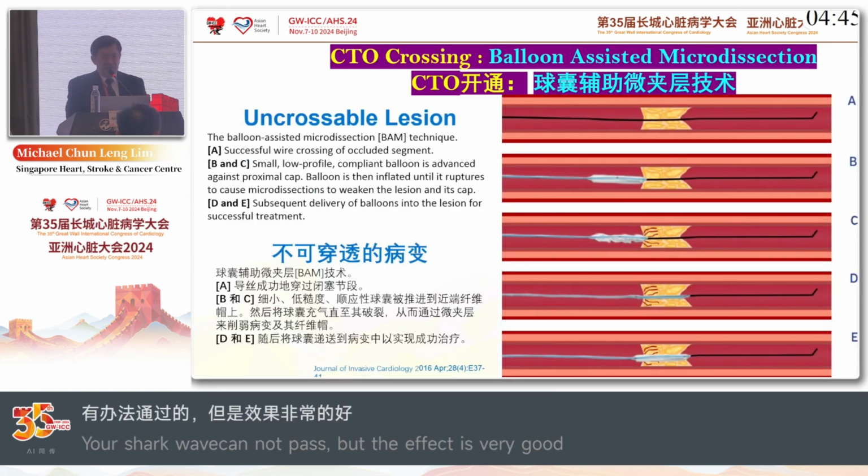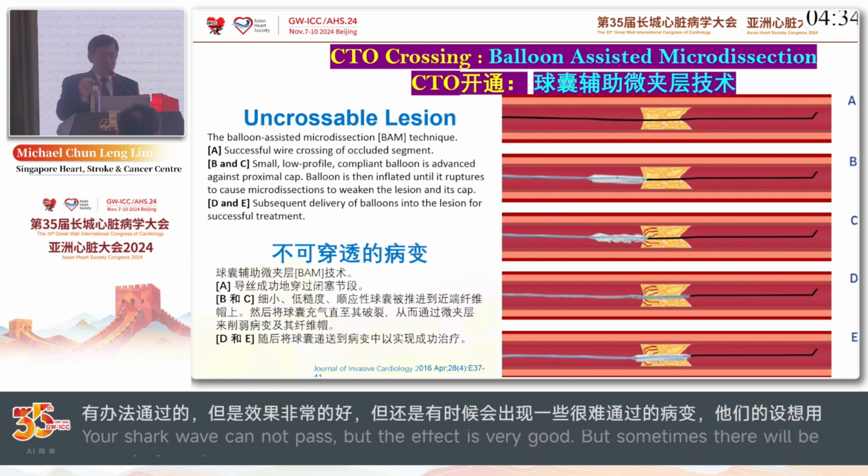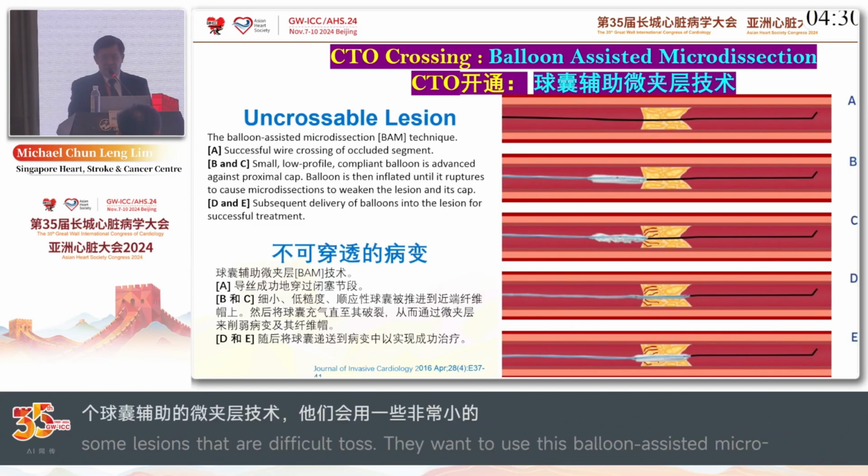Then of course, some people will still try, no matter how, instead of using a Rotablator, they will try to use this technique called balloon-assisted microdissection. So basically, they use small profile balloons and try to inflate and rupture to create microdissections and try to push it through.